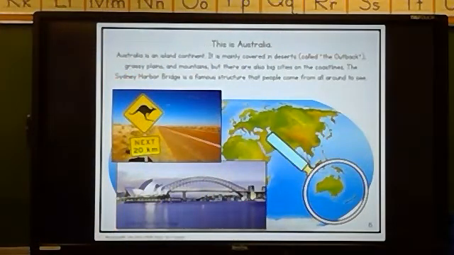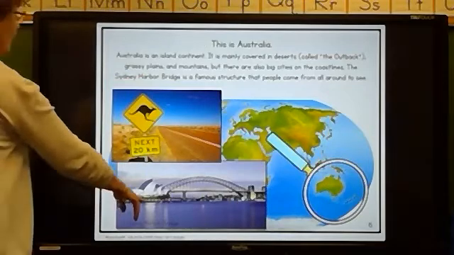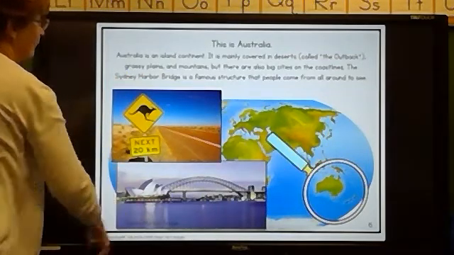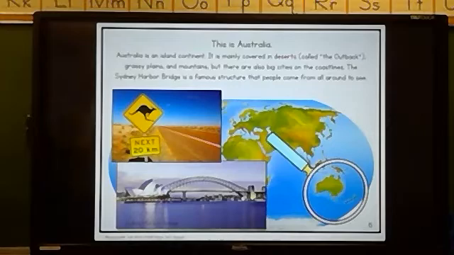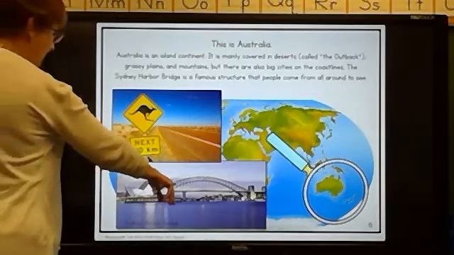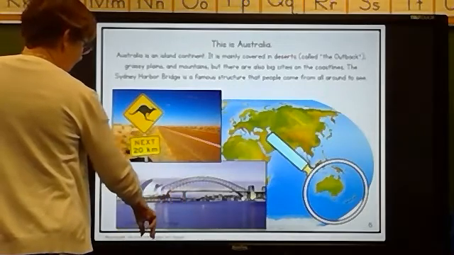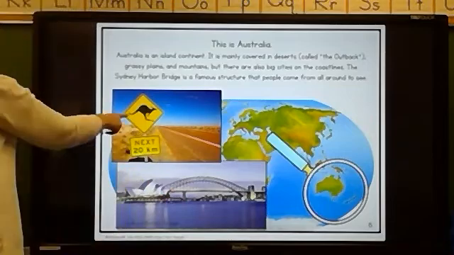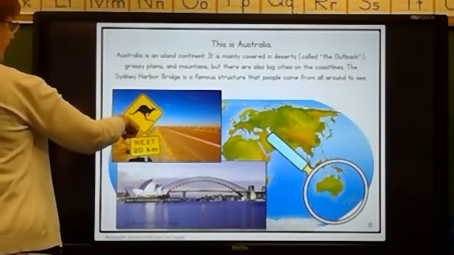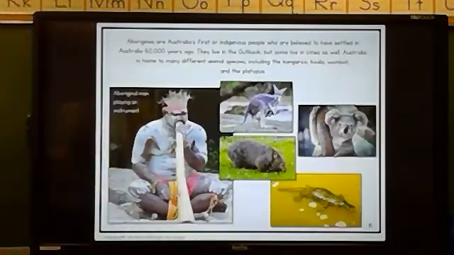It is mainly covered in deserts called the outback, grassy plains and mountains, but there are also big cities on the coastlines. The Sydney Harbour Bridge is a famous structure that people come from all over the world to see. It's a man-made structure, the Sydney Harbour Bridge, okay? You can see that they have lots of kangaroos hopping around over there.